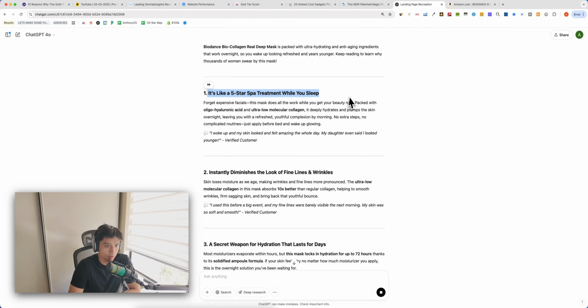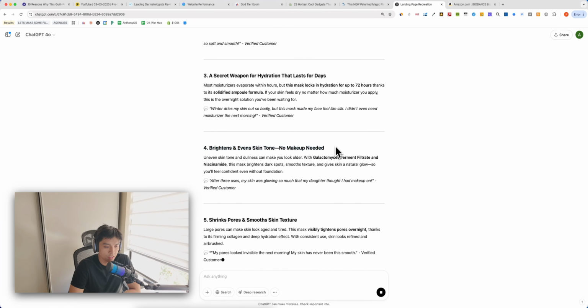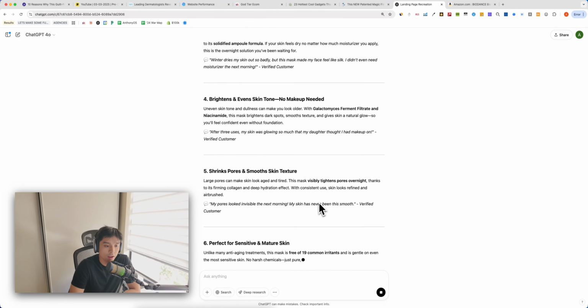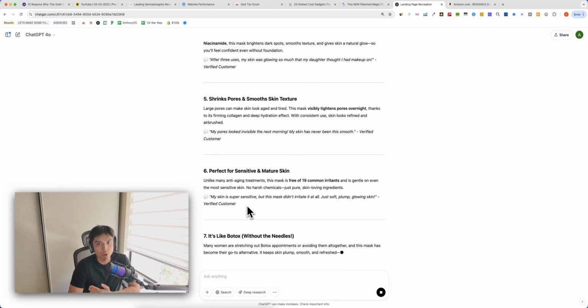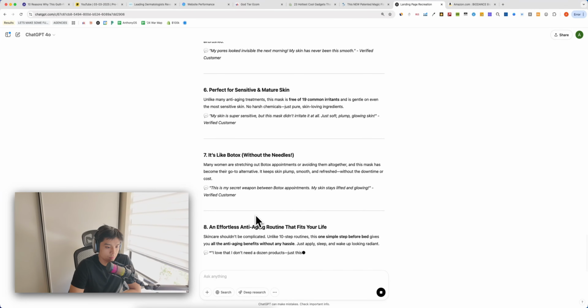I like this one. It's like a 5-star spot treatment while you sleep. Instantly diminishes the look of fine lines, secret weapon for hydration, brightens and evens skin tone. Notice we're not saying anything about the specific features, any of the technical details. We're purely going benefit focused. Okay, it's like Botox without needles. Awesome.